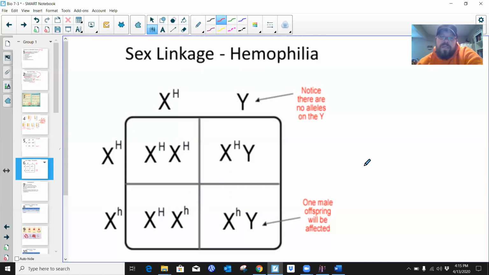Okay. Another example of sex-linked traits would be hemophilia. Hemophilia is again something else that is carried on the X chromosome.